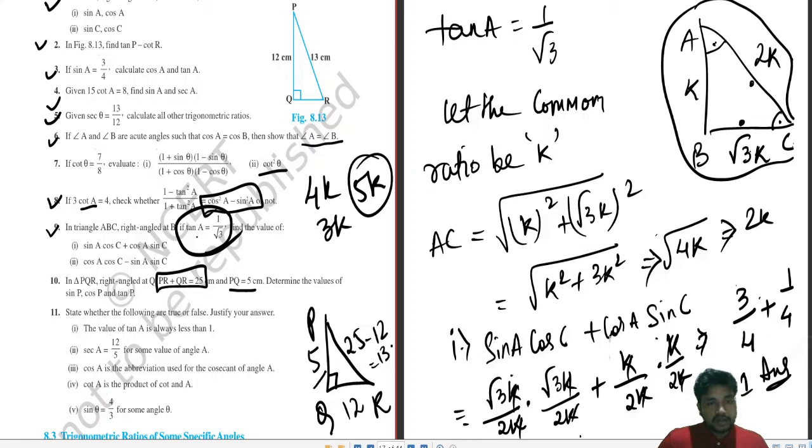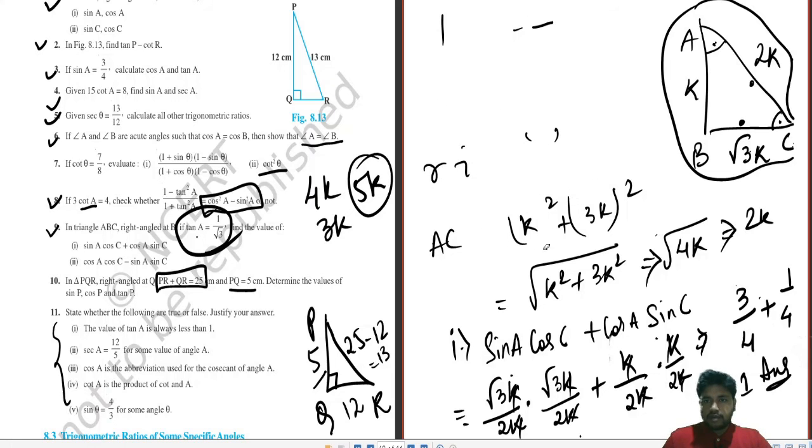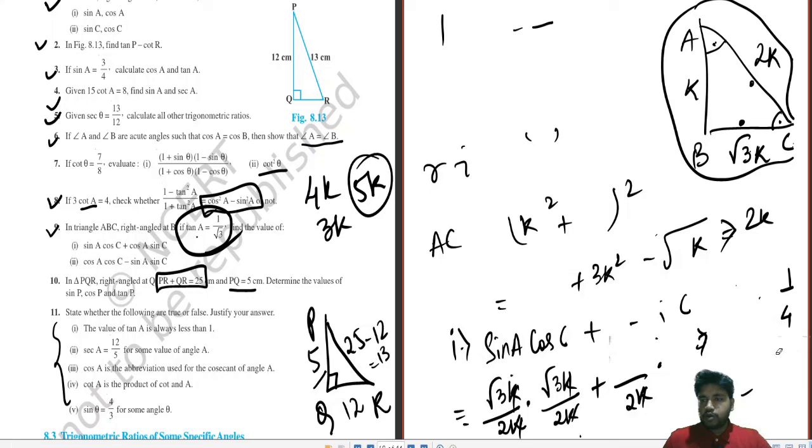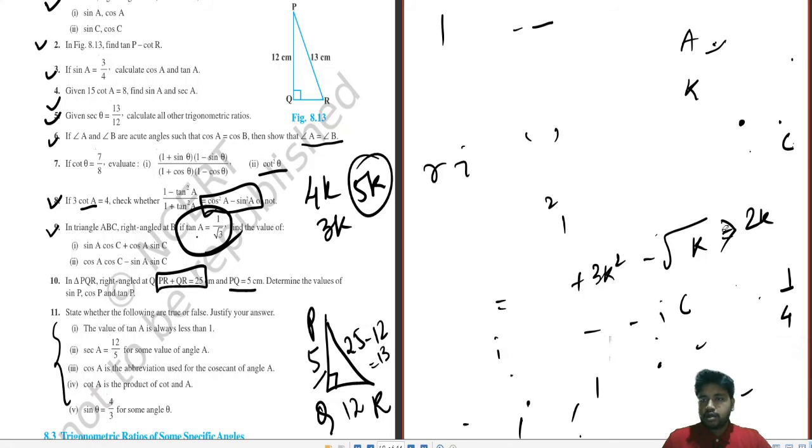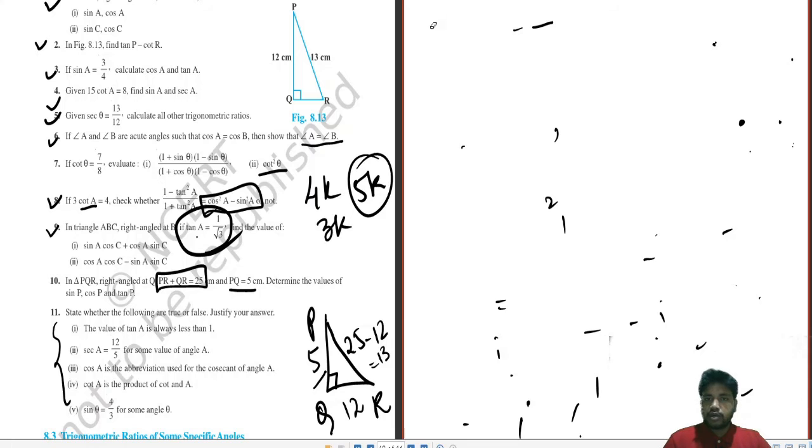Moving on further, state whether the following are true or false. Justify your answer. The value of tan A is always less than 1. Now over here I will be taking a short span of time that will make you clear whether values are less than 1, more than 1, and how it goes into the mindset. These true or false questions come for 1 mark and can reduce your 100% accuracy. So we have to look into that also.